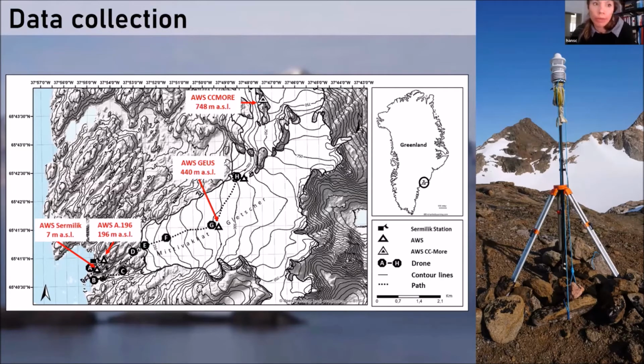We also used a weather station transect. For example, here the weather station in Sermelik, which was 7 meters above sea level, and the one called Sissimor was established by us during the field campaign. And here's a picture of our weather station.